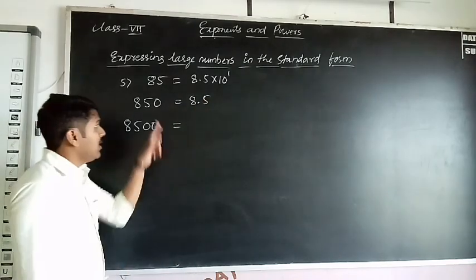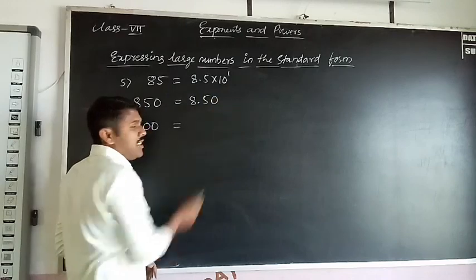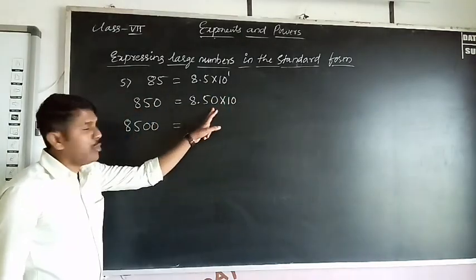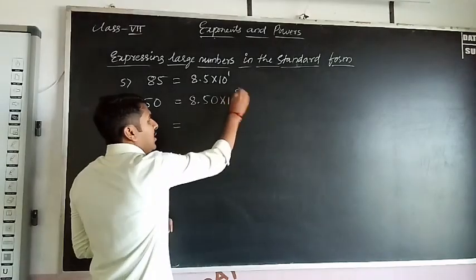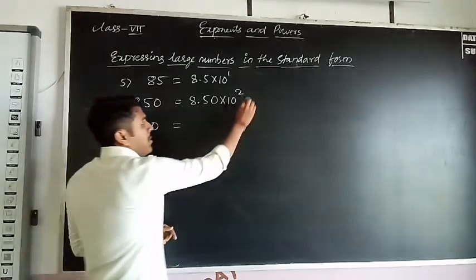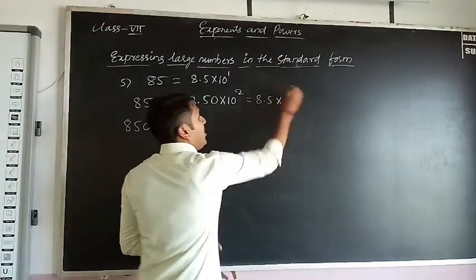8.5. The 0 will be negligible. So total how many digits? Otherwise, if you get confused, write down into 10 raised to what? After the decimal point how many digits? 2 digits. But this 0 is negligible, isn't it? So 8.5 into 10 raised to 2.